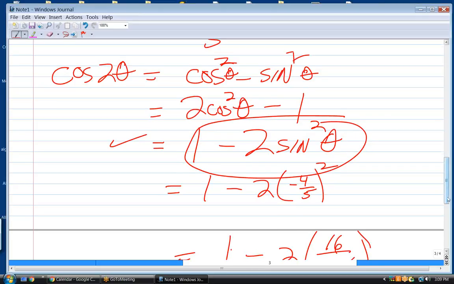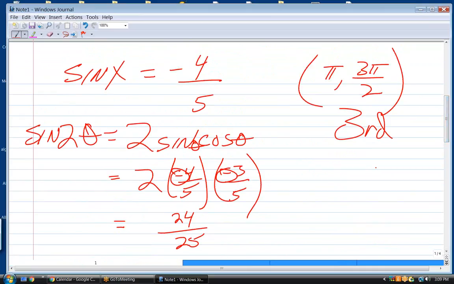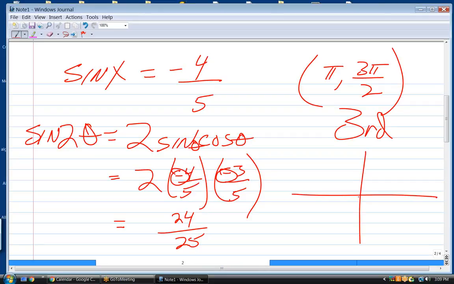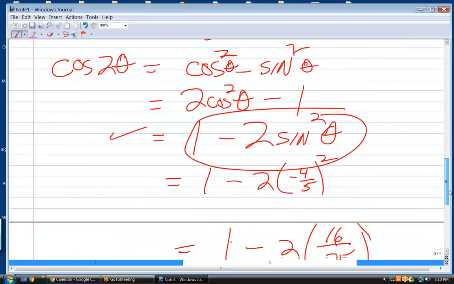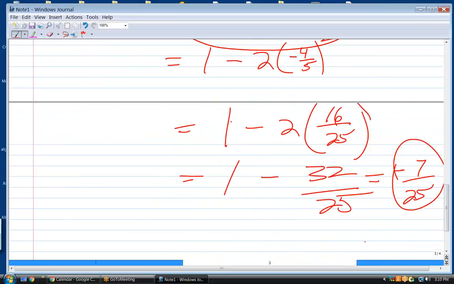Yeah. And if theta is in the third, the cosine of 2 theta could easily be in the second quadrant. You see how? In other words, if I'm looking at an angle that is like that, in other words, I'm in the third quadrant, multiply that angle by 2, and you end back up in the second quadrant. And cosine is negative in the second quadrant. So the fact that our answer is negative 7 over 25 makes a lot of sense. Okay.